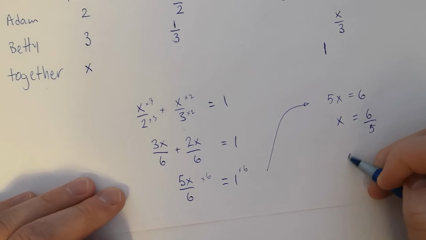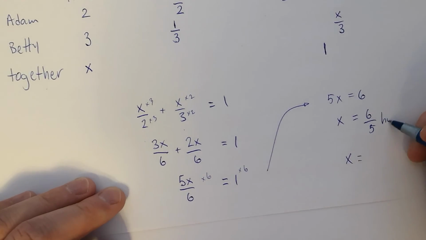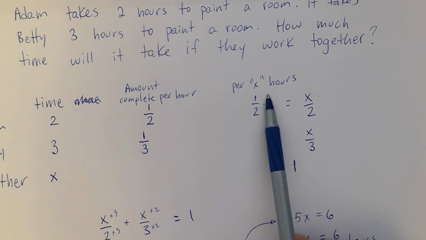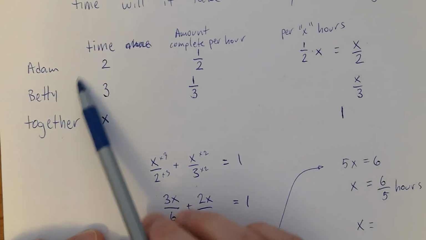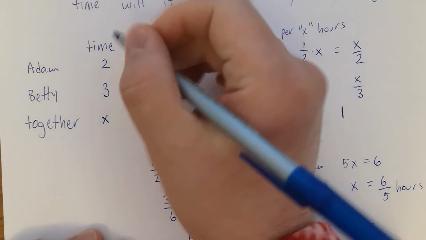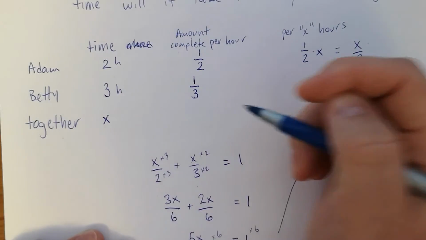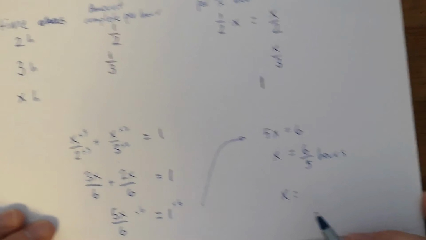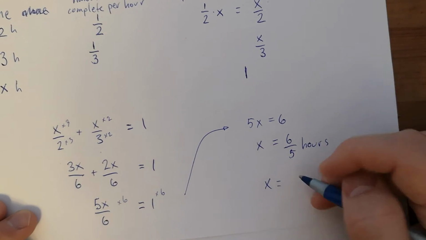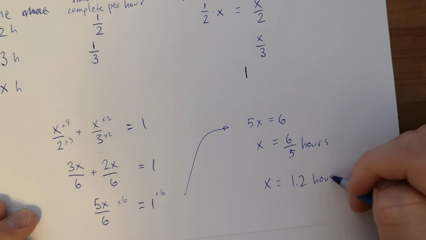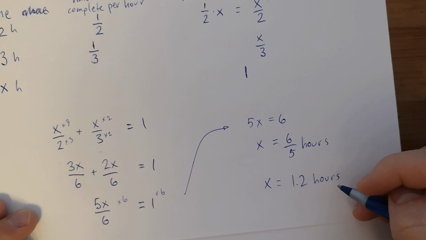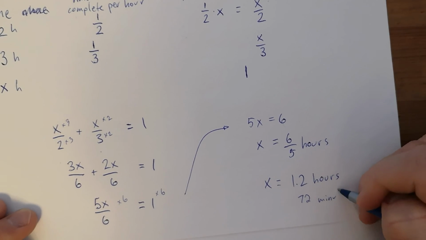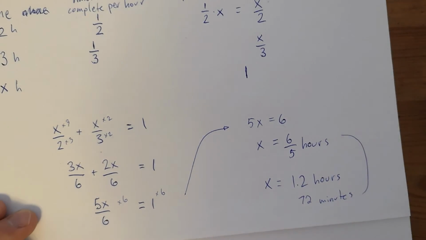If you prefer decimals, these are hours, right? Because back in our table it was X hours. This time column was all hours. Adam takes 2 hours. Betty takes 3 hours. Together they take X hours. So 6 over 5 hours. It's 1.2 hours. If you want to impress your friends, I think that's going to be 72 minutes. Any of these I would take as correct.